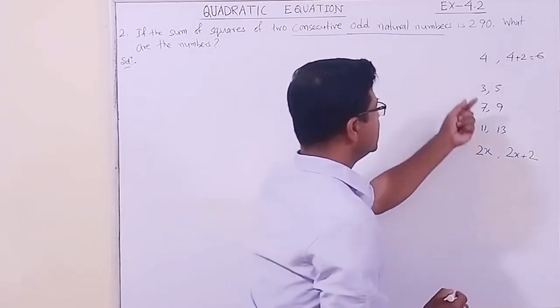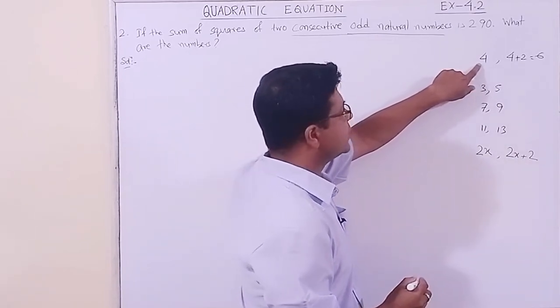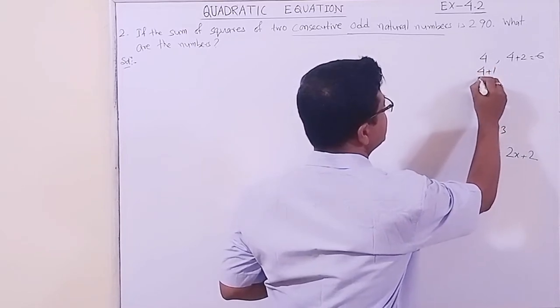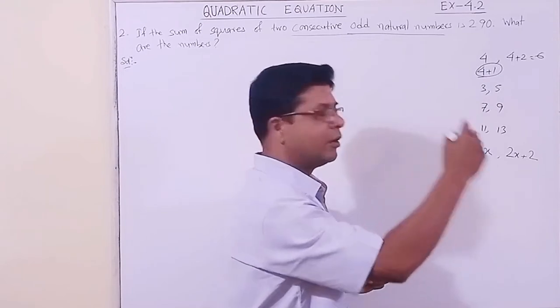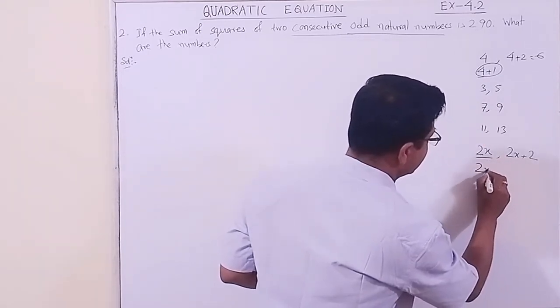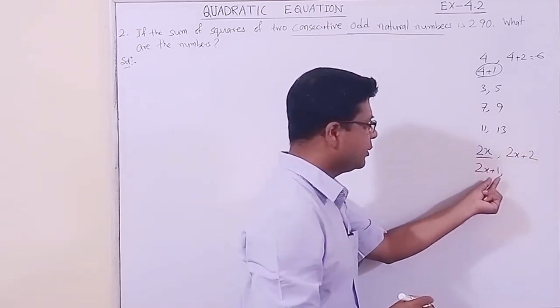If this 4 is an odd number, sorry, 4 is an even number, what is the next odd number? 4 plus 1. So with an even number we always add 1 to get the odd number. So if this is the even number, what is the odd number? 2x plus 1. So with the even number we are adding 1.